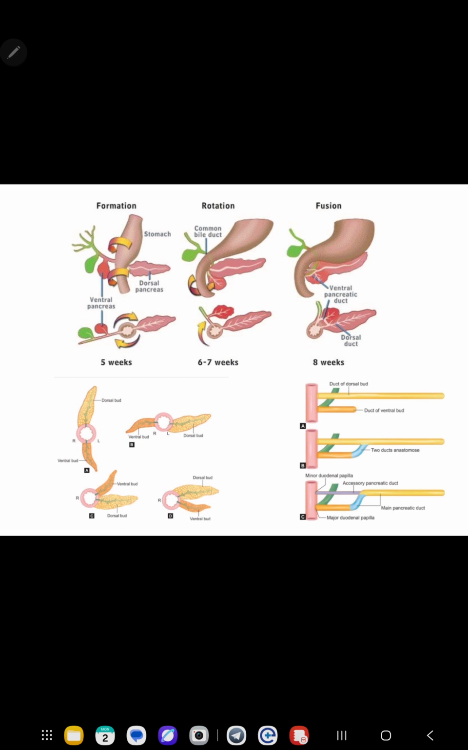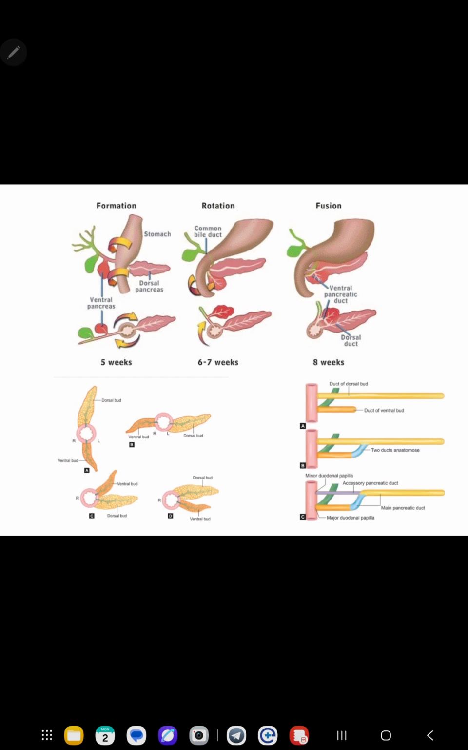Similarly, the dorsal duct and the ventral duct will be there, and later another duct will communicate between the two. So the main duct, the duct of Wirsung, is formed by the ventral pancreatic duct and the distal part of the dorsal pancreatic duct. What happens to the proximal part of the dorsal pancreatic duct? That will become the accessory pancreatic duct, or duct of Santorini, opening into the minor duodenal papilla, and the major duct, the duct of Wirsung, is opening into the major duodenal papilla.